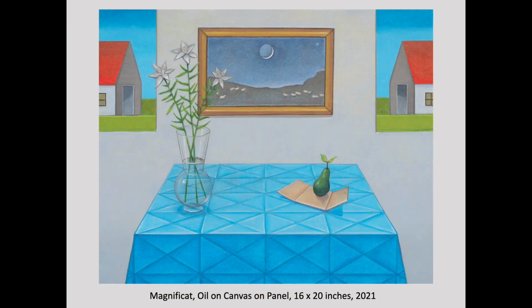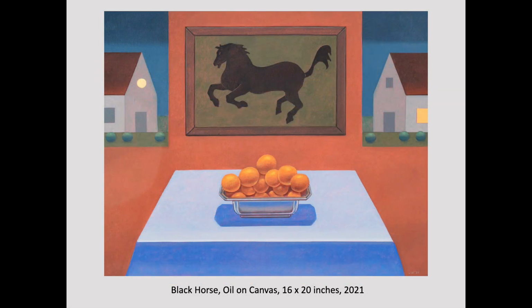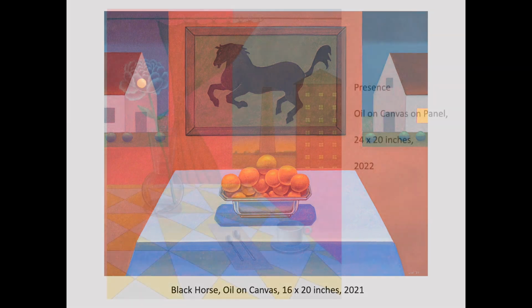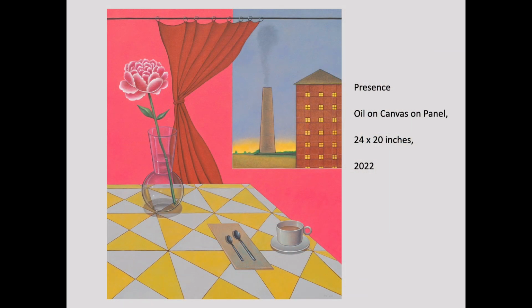I love still lifes, too. I love doing still lifes. The gallery owner in Chicago calls these tablescapes, which I like that idea, where you can create little worlds. This is actually my interpretation of the Magnificat, where you've got the vase of flowers and the fruit, the message. Or it can be rather ominous, like this, the black horse. Or this one, presents. There's a cup of coffee waiting for you.